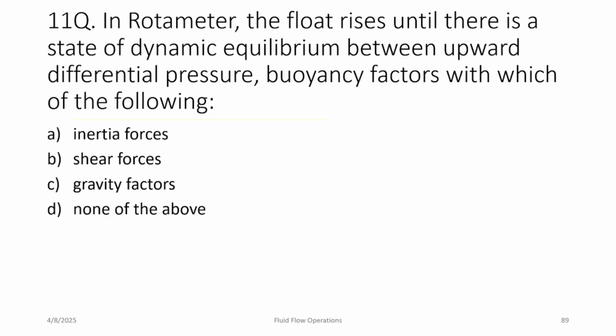So coming to the 11th question, in a rotameter, the float rises until there is a state of dynamic equilibrium between upward differential pressure, buoyancy factors, and which of the following? Option A, inertial forces, option B, shear forces, option C, gravity forces, option D, none of the above. So what is the correct answer? That is gravity factors. Option C. Okay.